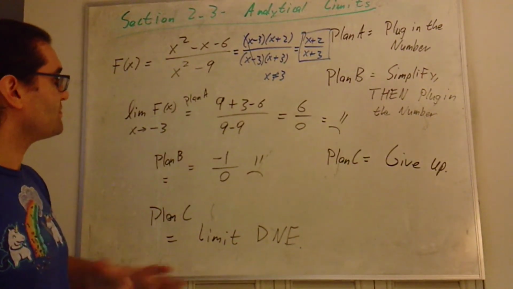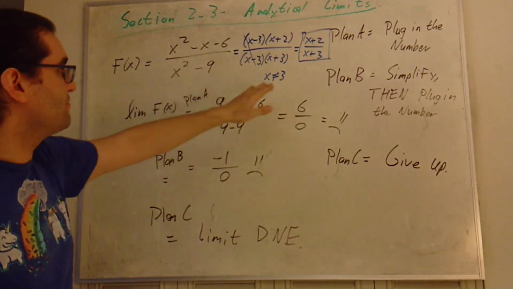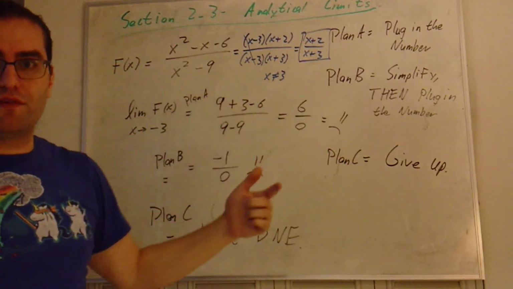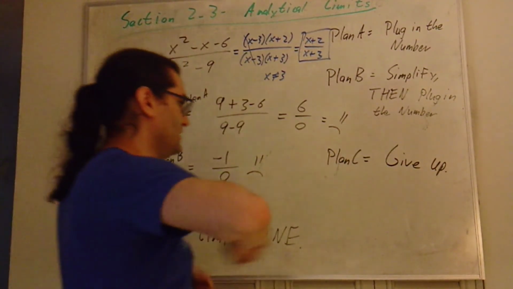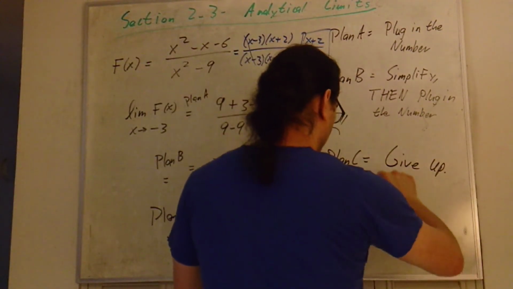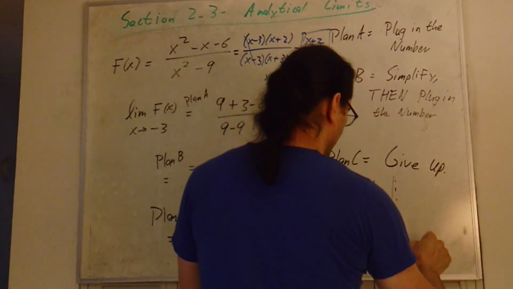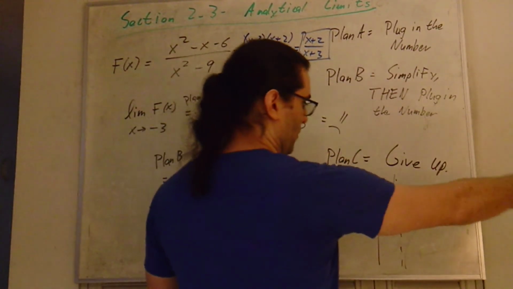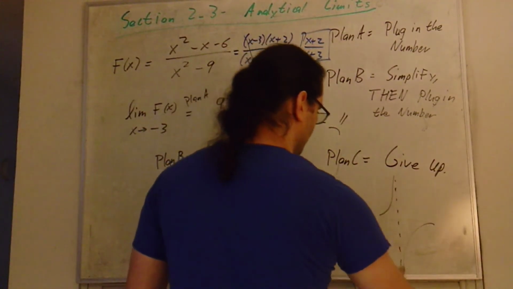Graphically, x equals negative 3 is a vertical asymptote for this function. So the function doesn't look like it's approaching anything. That's why the limit doesn't exist. There's x equals negative 3. It's probably doing one of these. On one side of negative 3, it's plummeting, or sorry, there you go.